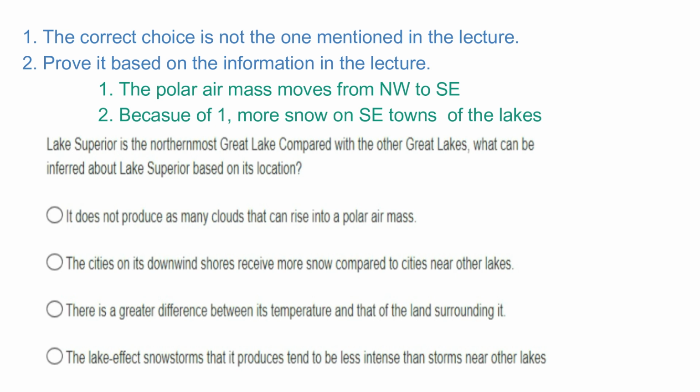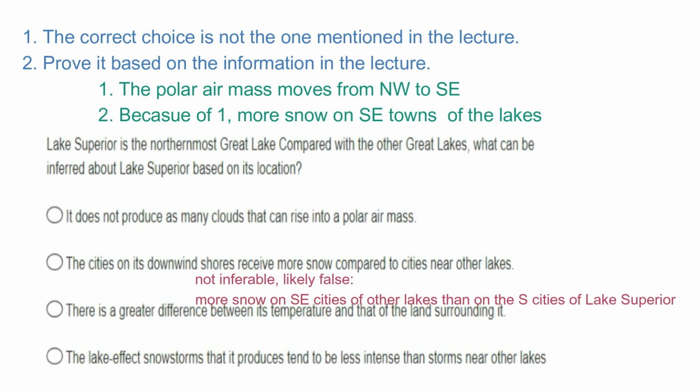For this reason, we cannot infer that B is true, and most likely, B should be false. This is how I reason. Since we know that Lake Superior is the northernmost lake, we know that other Great Lakes are located in further southern areas, and because of 2, we can infer that cities in southern and eastern parts of the lakes can have even more snow than the cities on the downward shores of Lake Superior.